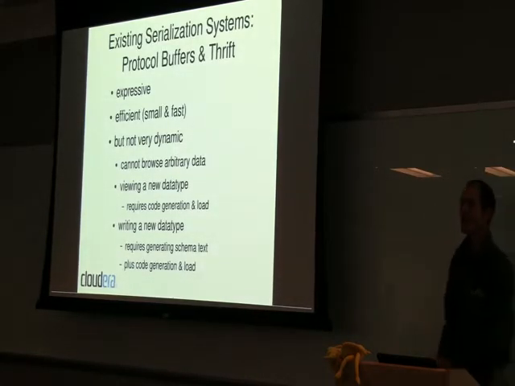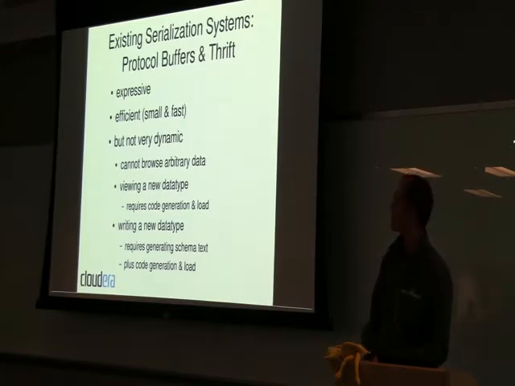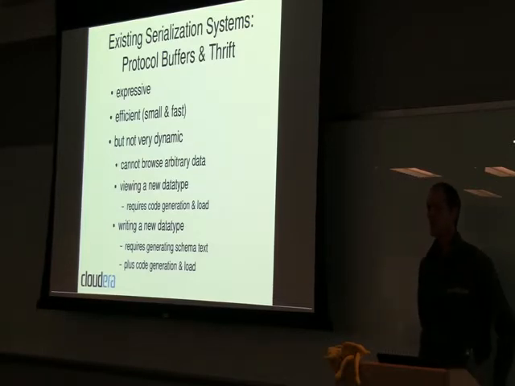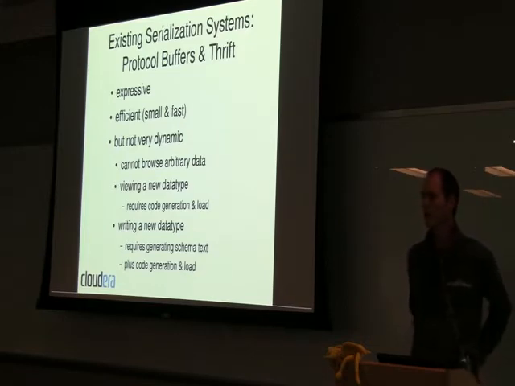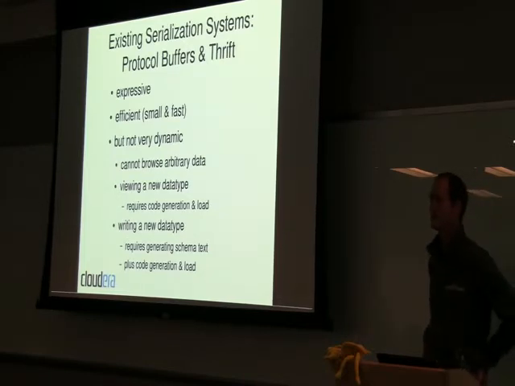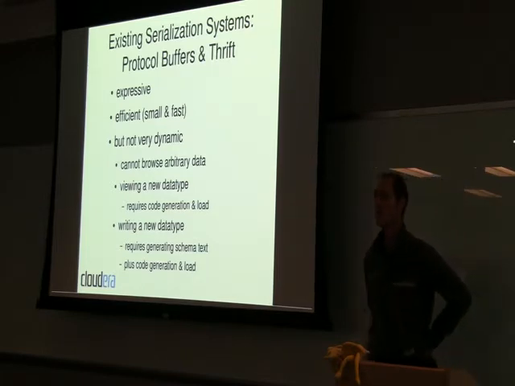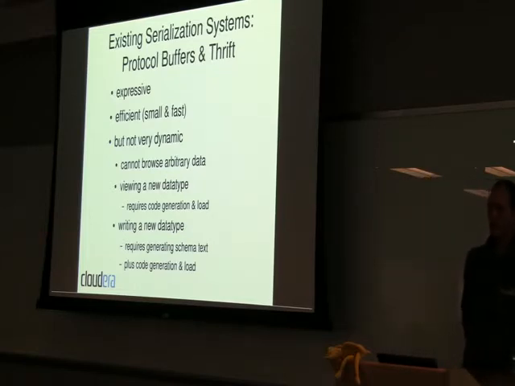So, existing serialization systems. The big two that are open source and that people know about are protocol buffers and Thrift. They both have pretty expressive schema languages. They're both reasonably efficient. They write data in a reasonably compact form, and they're fast to read and write. They're not terribly dynamic. The primary mode is that you generate code from a schema that you then compile and link and load into your application.